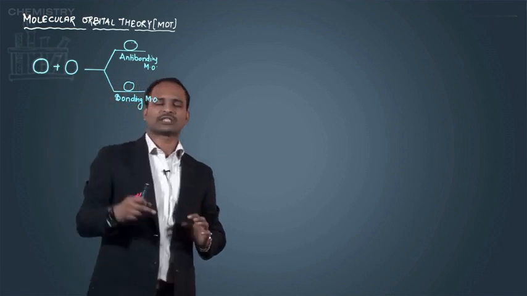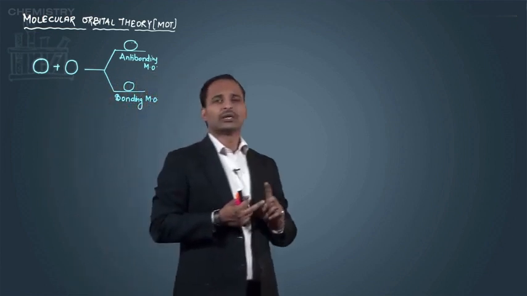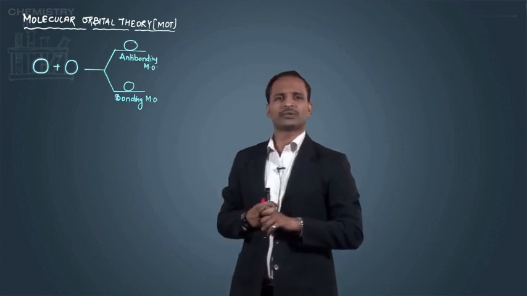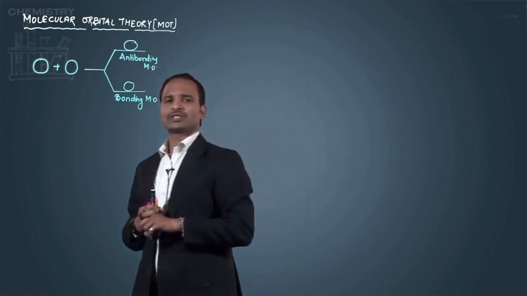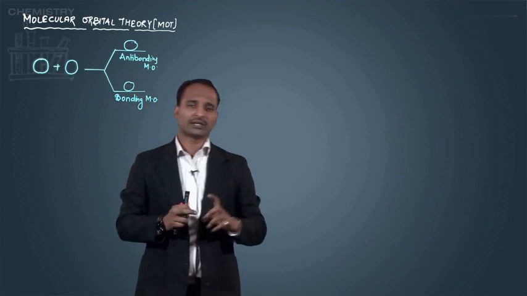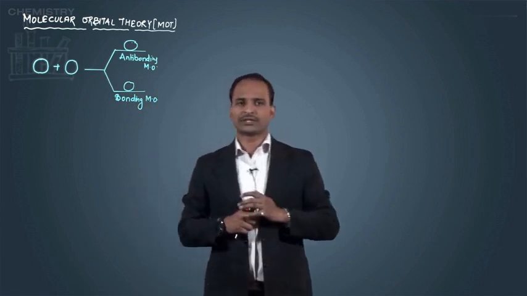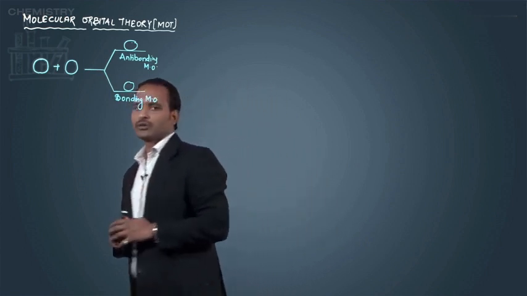What rules do we follow for the electron filling? In this case, we follow the same rules: Aufbau principle, Hund's rule, and Pauli's exclusion principle. Here also the electron first fills the lower energy level and then it fills the higher energy level. So this is about the molecular orbital theory.